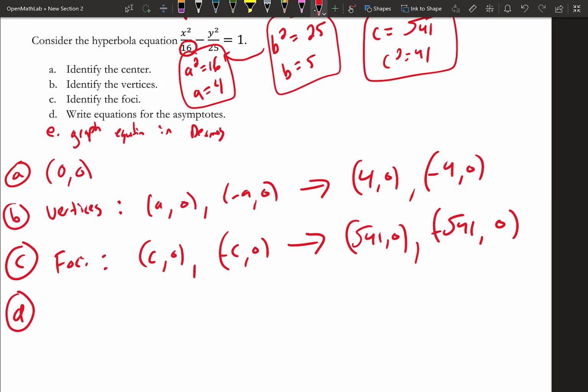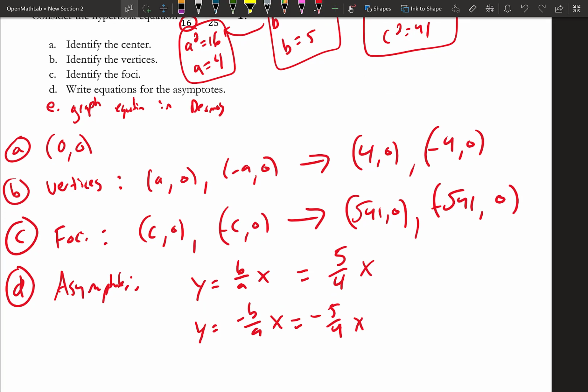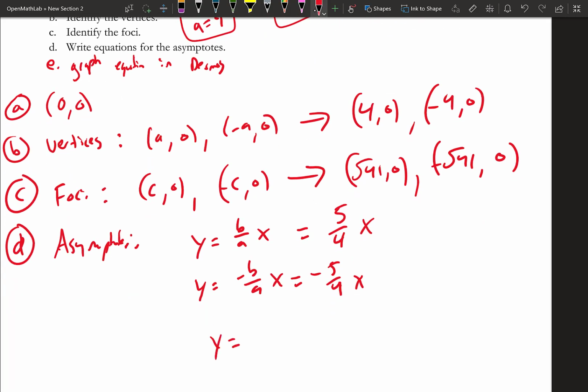And then lastly, part D, we want to find the asymptotes. So those are at y equals b over a times x, and y equals negative b over a times x. Right, so b is 5, so this would be 5 fourths, a is 4, x, and then this would be negative 5 fourths x. Right, so if you want to write that a little cleaner, the asymptotes would be y equals 5 fourths x and y equals negative 5 fourths x.